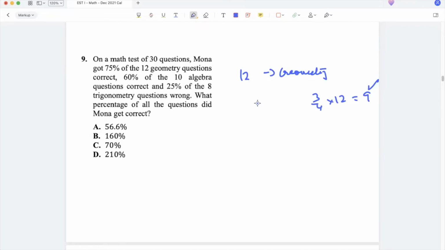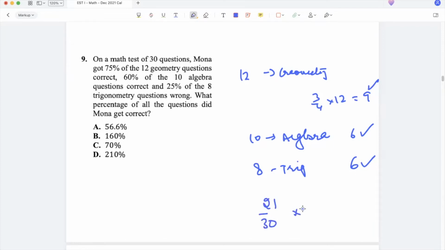60% of the 10 algebra questions, so 10 algebra, and she got 60%, so 6 correct, and 25% of the 8 trigonometric questions wrong. So 8 trigonometry and 75% correct, so that will be 6 correct. What percentage of all the questions did she get correct? So 9 plus 6, 15 plus 6, 21 out of 30 into 100. So that becomes 70%.